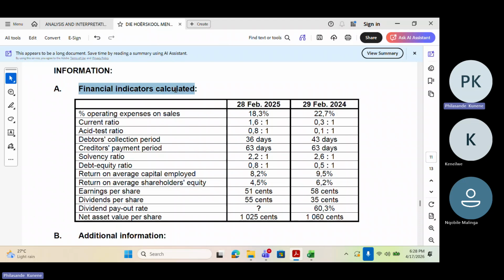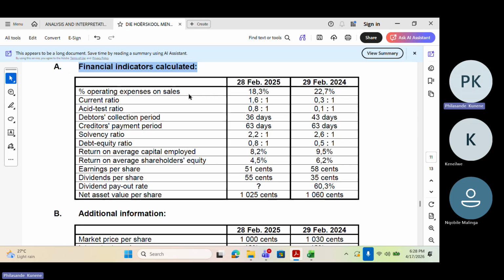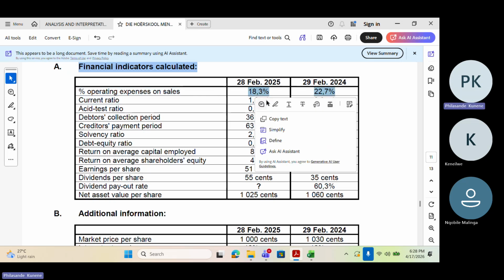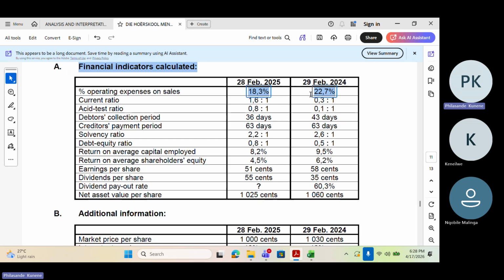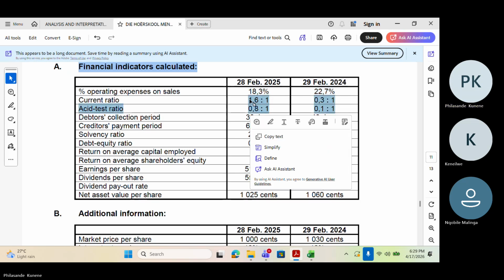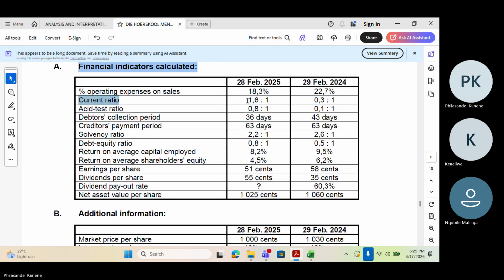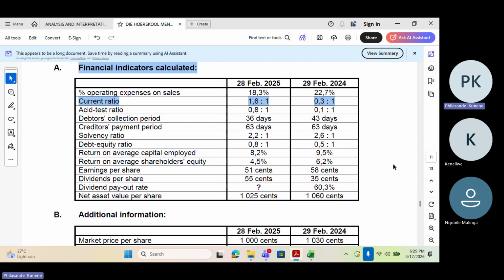Information, financial indicators calculated: we can see here we do have percentage operating expenses on sales, 18%, 22.7%. OPEX on sales has gone down from 22% to 18%. Current ratio moved from 0.3 to 1 to 1.6 to 1. Is this good or bad, guys, according to your view? This movement on the current ratio, is it a good movement or a bad movement? What can you say about this one?